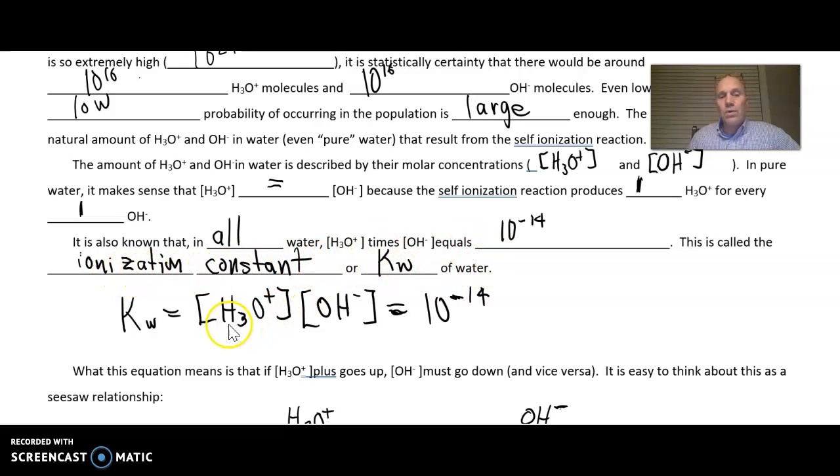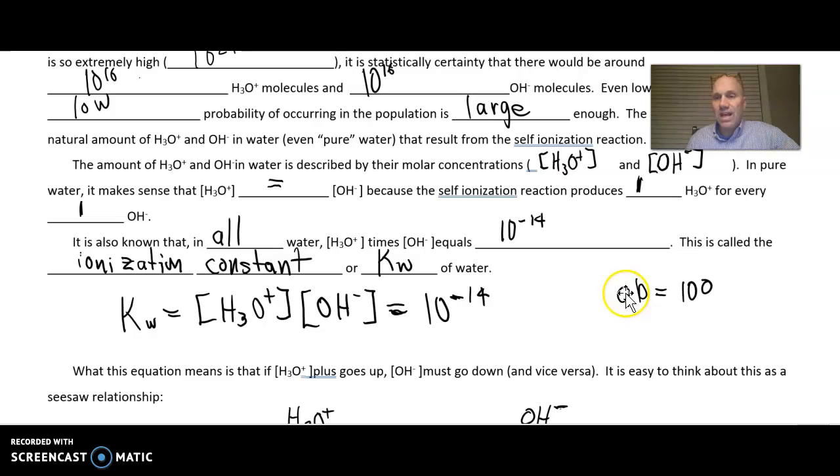So what does this little mathematical relationship mean? Well, let's just give an example. If I said that A times B equals 100, what would happen if A goes up? Let's just say 10 times 10.